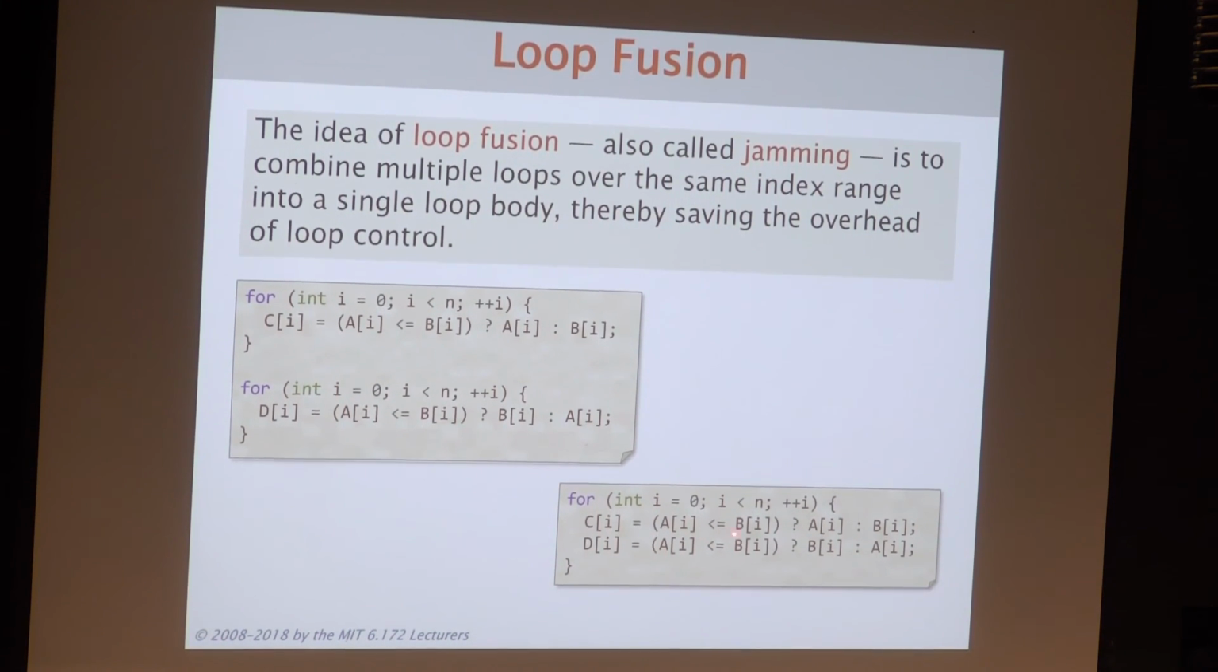For this example, there's another optimization you can do, Common-Subexpression Elimination, since you're computing this expression, a of i is less than or equal to b of i, twice.